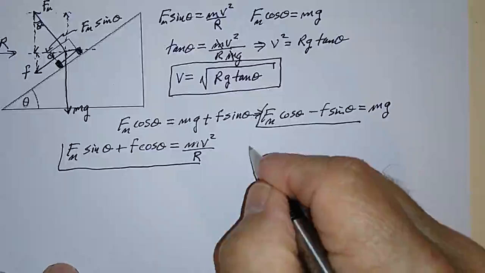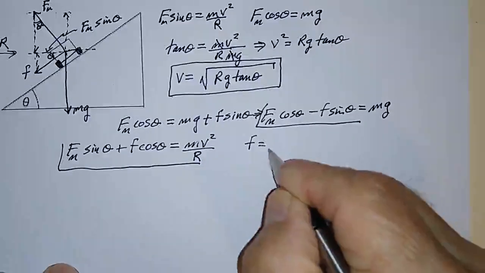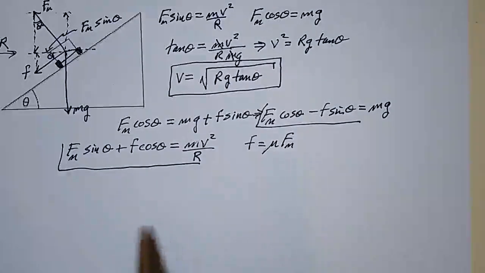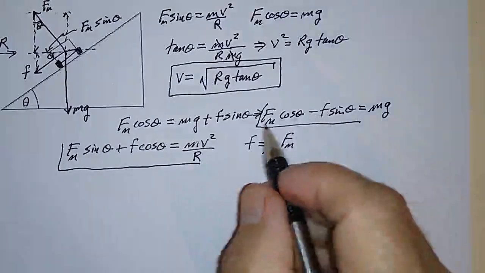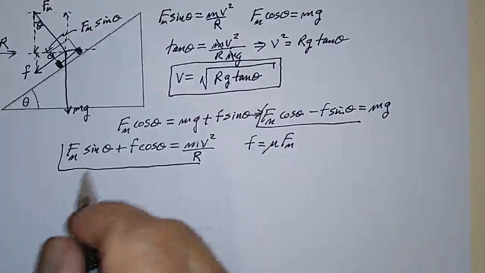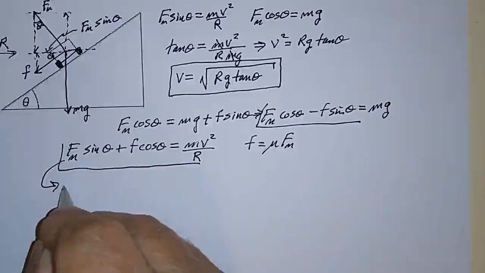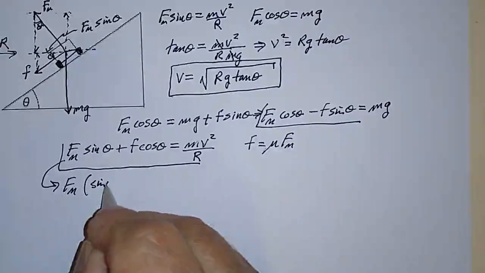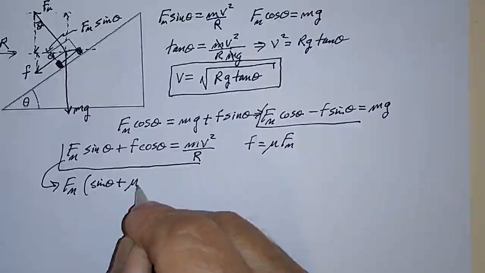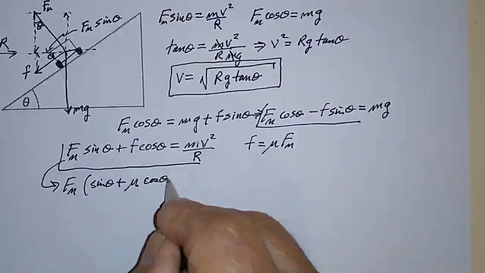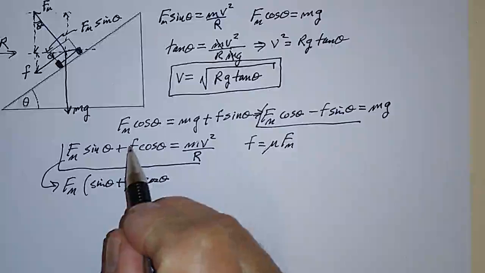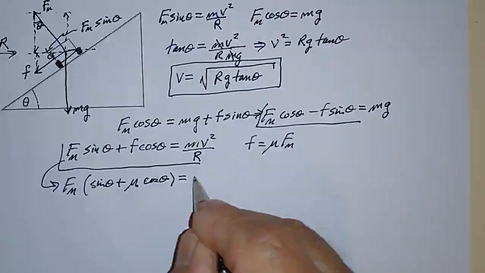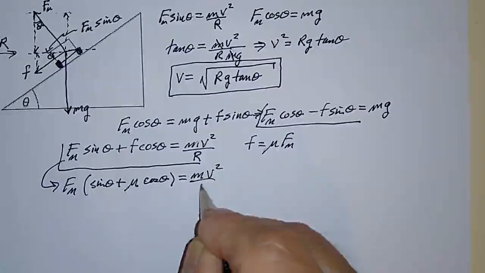But I also know that little f, the frictional force, is just equal to mu, the coefficient of static friction, times the normal force. So I have two equations involving the normal force. I'm going to rewrite them here. I'm going to write this one right here as Fn times sine theta plus mu times the cosine of theta, because here I just substituted in mu times Fn, and then I factored out the Fn like that. This is equal to mv squared over r.